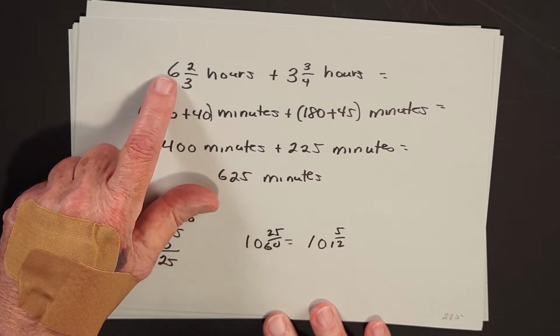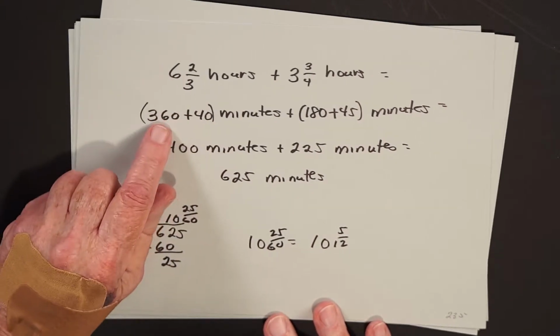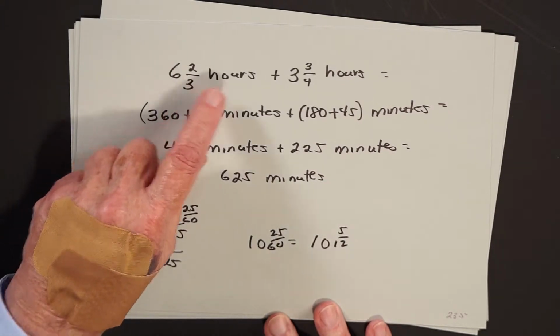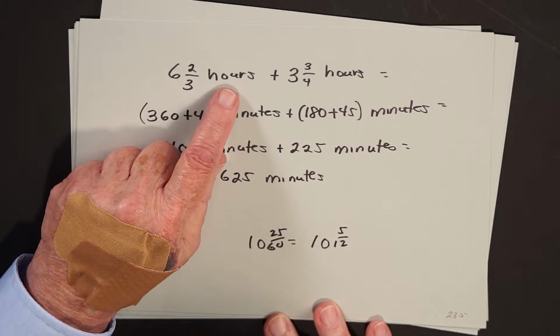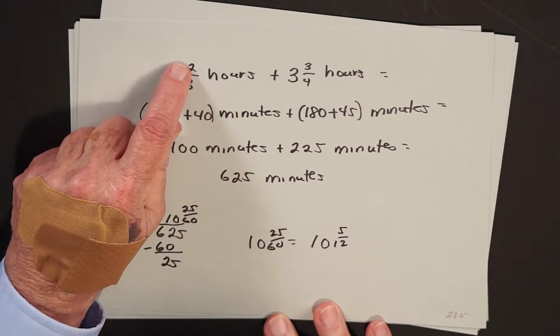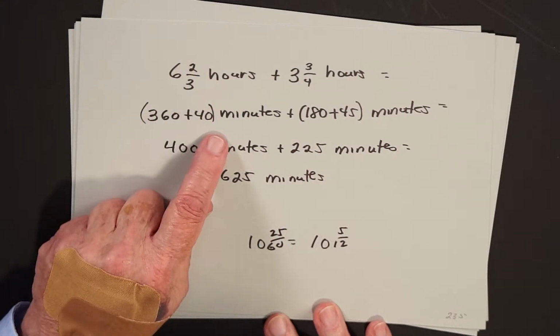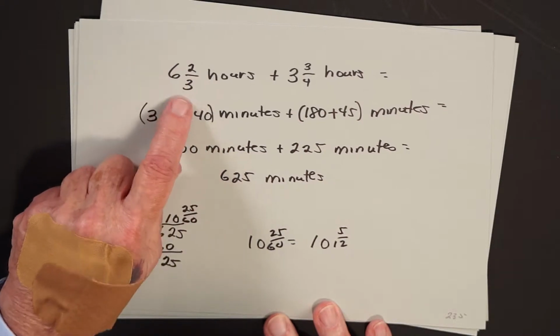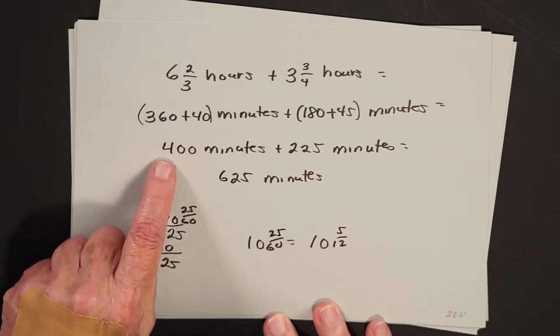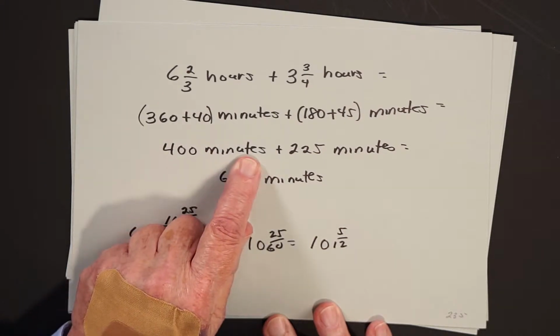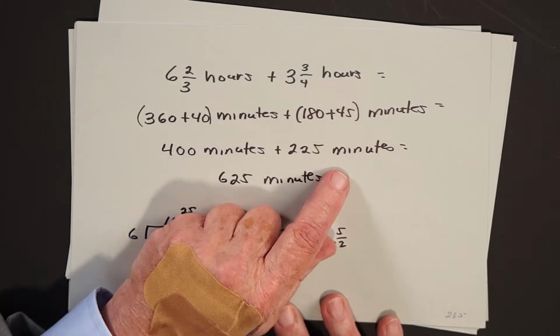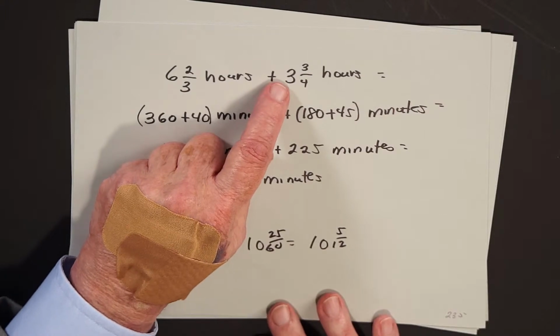There's 60 minutes to an hour, so 6 hours would be 360 minutes. A third of an hour is a third of 60. 60 divided by 3 is 20. So 2/3 would be 2 times 20. That's 40 minutes. So 6 2/3 hours is 360 plus 40 minutes. That's 400 minutes.